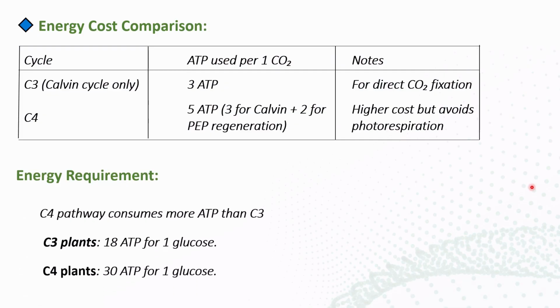If we see the energy requirement in numbers, the C4 pathway consumes more ATP when compared to C3. C3 plants need 18 ATP to form one glucose molecule, whereas C4 plants need 30 ATP for the formation of one glucose molecule. Why? Because C4 plants have to undergo both C3 and C4 cycles. That's why they need more energy. So this is the main comparison between C3 and C4, the overall reaction and how it takes place.